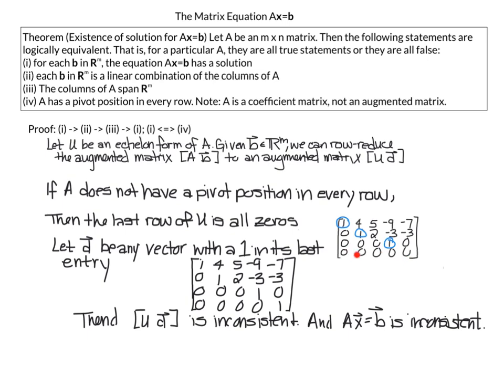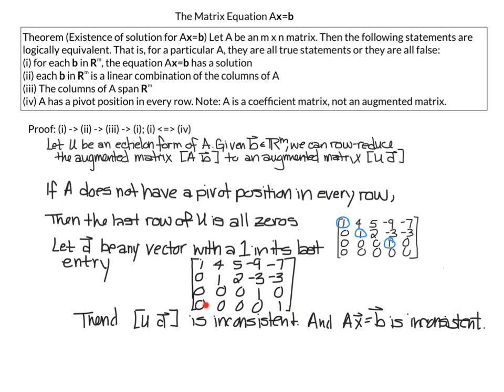That will have to mean the last row is all zeros. And then let D be any vector with 1 in its last entry. Remember D is our augmented column, and you can choose B so that by the time you row reduce, you still get some number. Let's just assume it's 1 in the last entry.